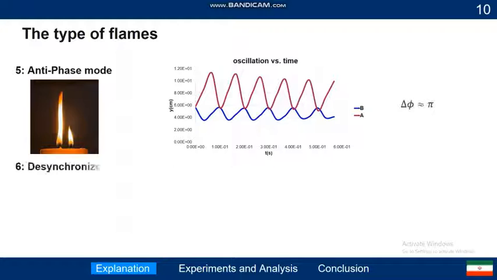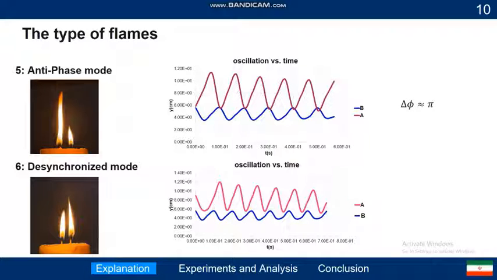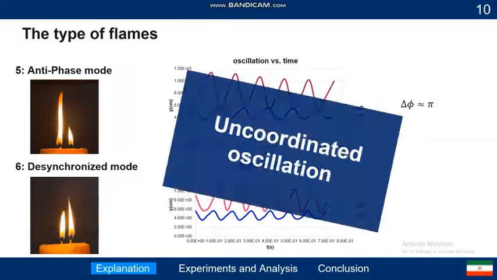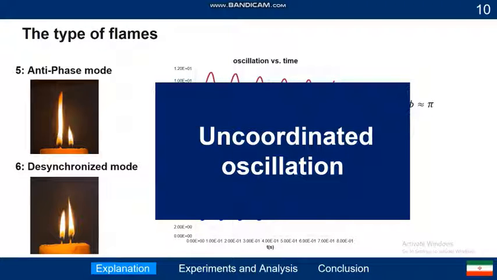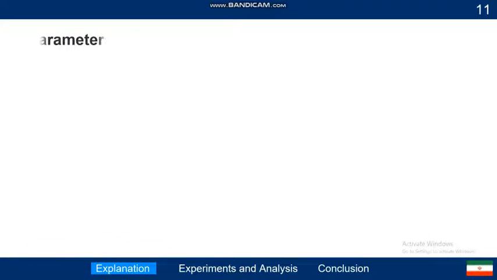The fifth is anti-phase mode. The delta phi is equal to pi, and they are vice versa. And number 6 is the synchronized mode that has disorders. We call them uncoordinated oscillations.